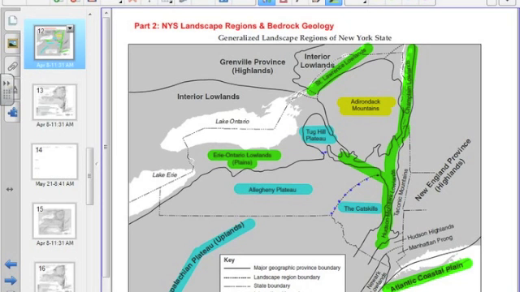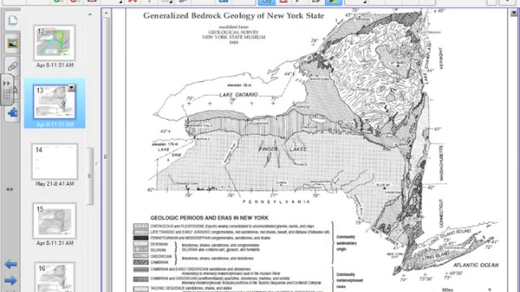Now, I did say at the beginning that we were going to connect the landscape map to the bedrock geology map that we see on page 3. Remember, we said that type of bedrock is one of the physical features used to define a landscape region. So let's see how this works.